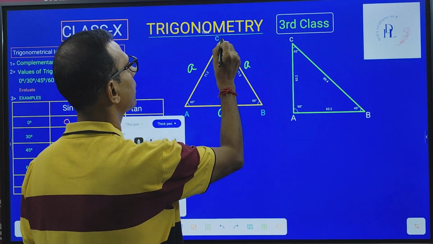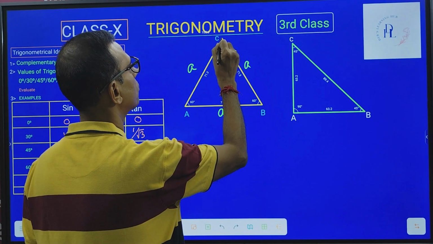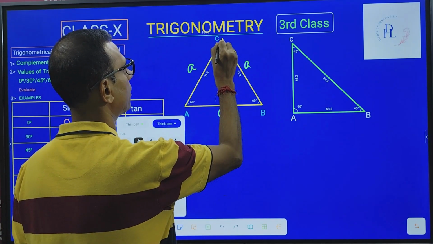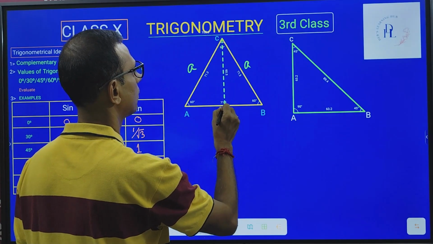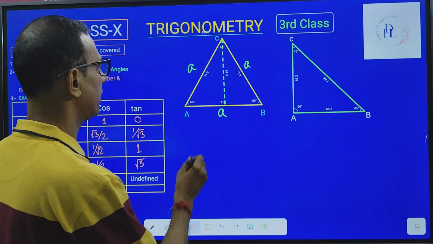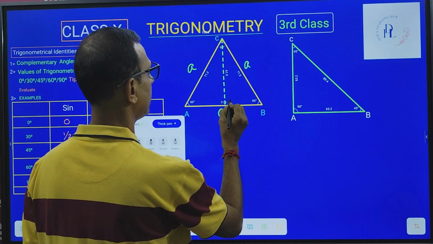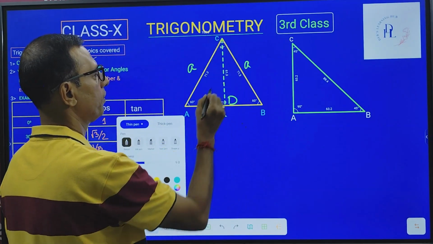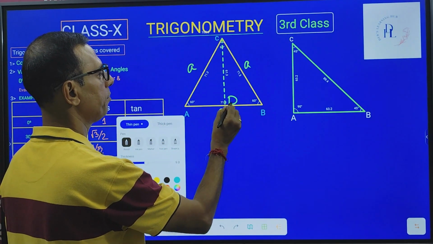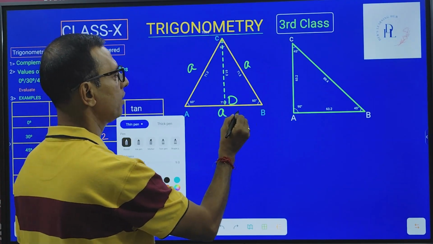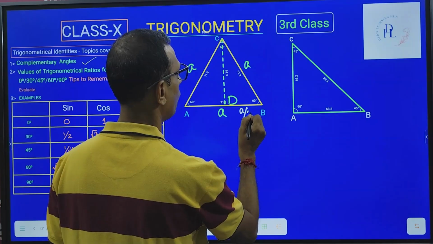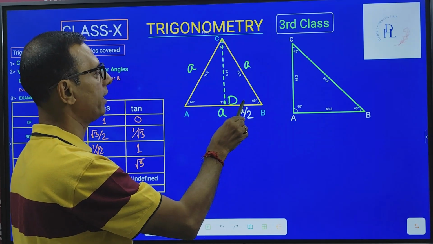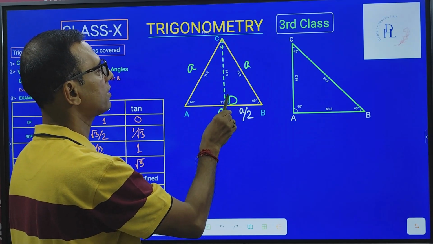Okay, so let's say I am drawing a perpendicular from this particular vertex C on AB. Right? So in that case, it will intersect at the point, let's say D. So if AB is A, then AD equals BD, right? So BD is A by 2. Why is it so? Because when you draw a perpendicular from the vertex to the opposite side, this perpendicular means this angle is 90 degree.